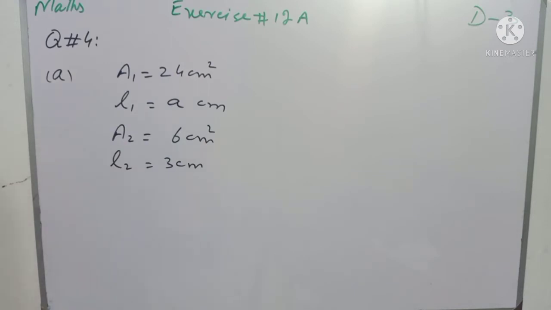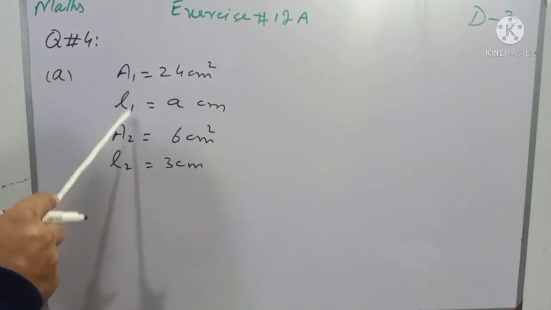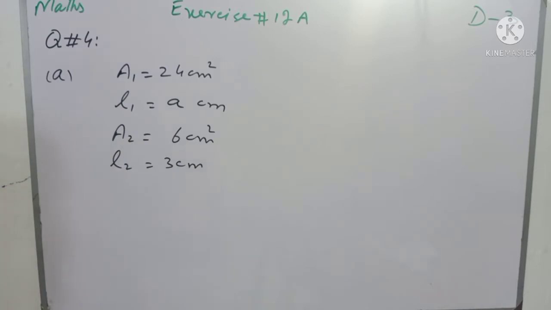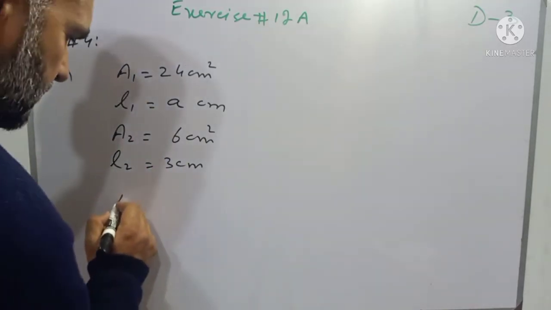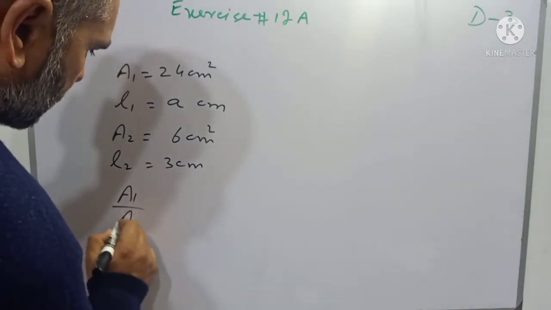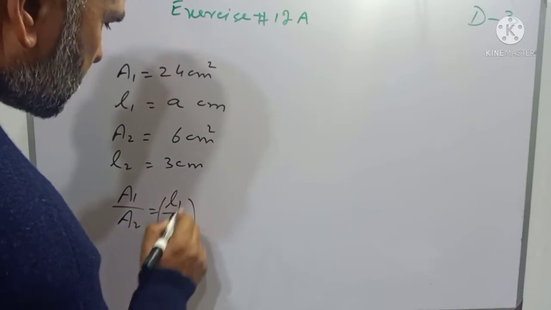So students, we will apply the same formula, and the formula is that the ratio of the areas of two similar figures is equal to the square of the ratio of their corresponding sides. So you have to learn this formula, that is A1 over A2 is equal to L1 over L2 whole square.